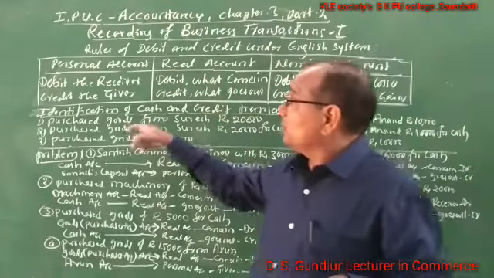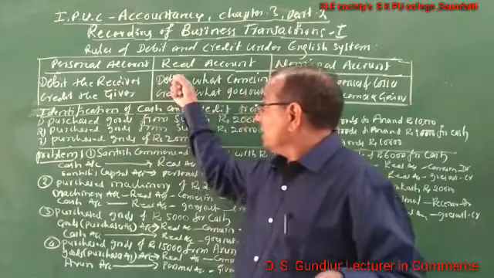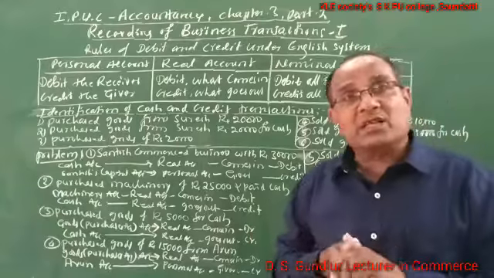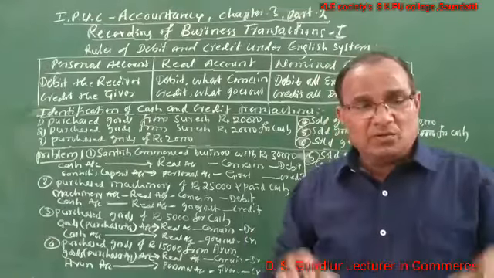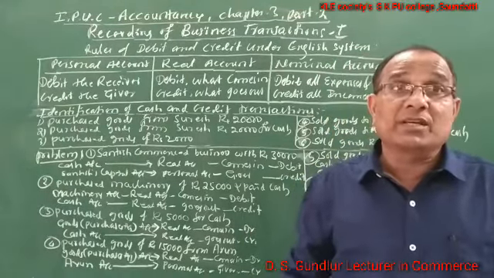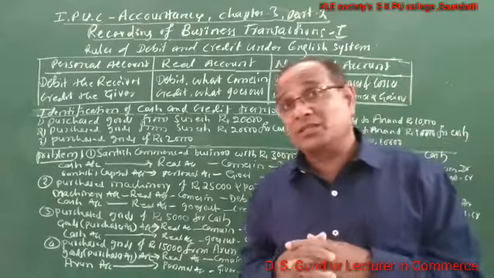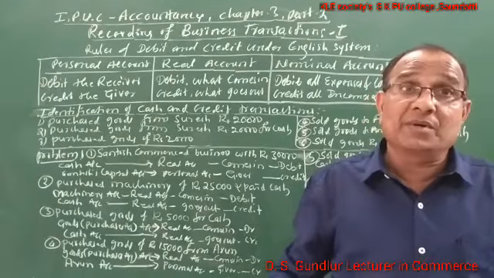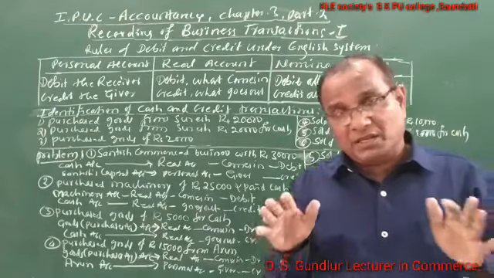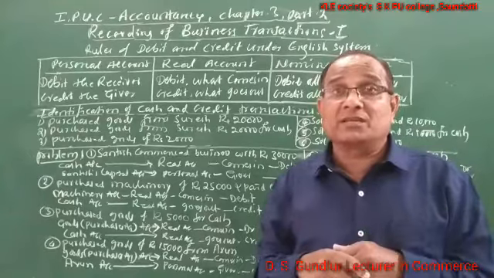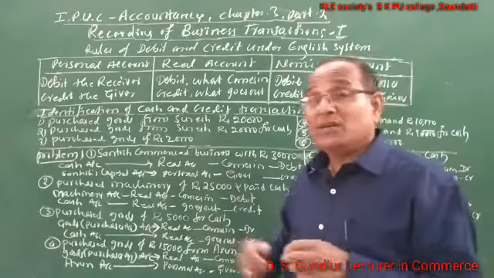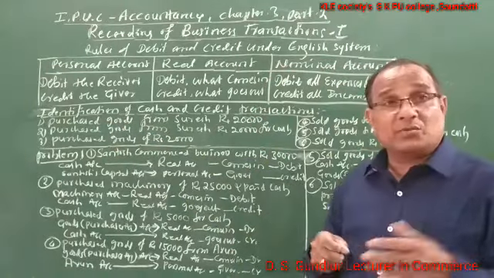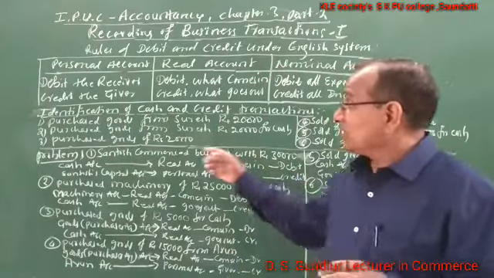Before going to the rules, personal account, real account, nominal account, some transactions are given, and we can identify whether the given transaction is a cash transaction or a credit transaction. First of all, identification of whether a given transaction is a cash transaction or credit transaction. Here, identification of cash and credit transactions with reference to 16 examples given here.